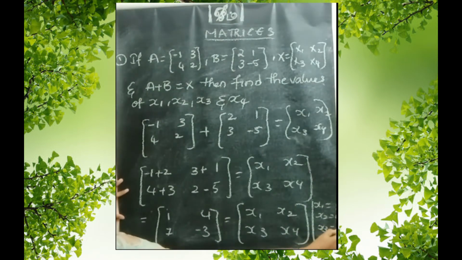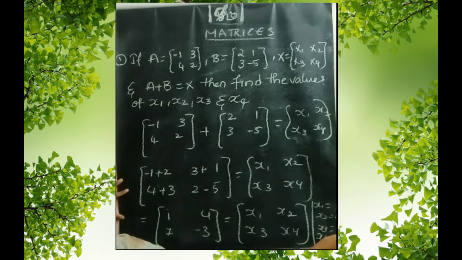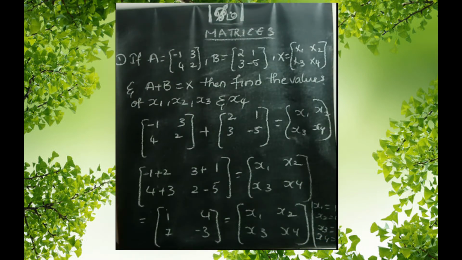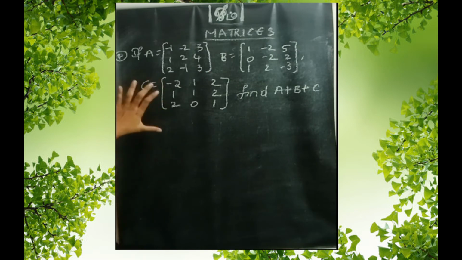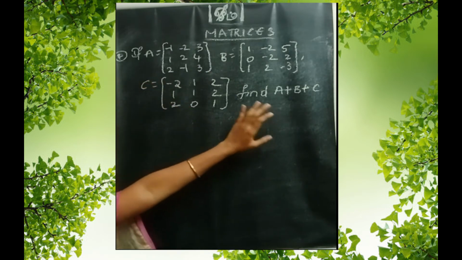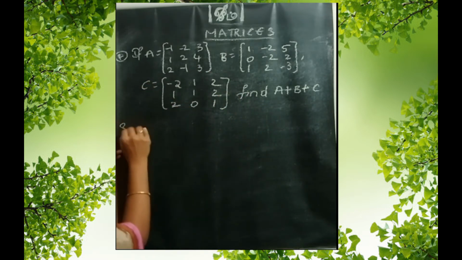x3 equals 7. x4 equals minus 3. Very simple. Next they have given 3 matrices and we have to add the 3 matrices.